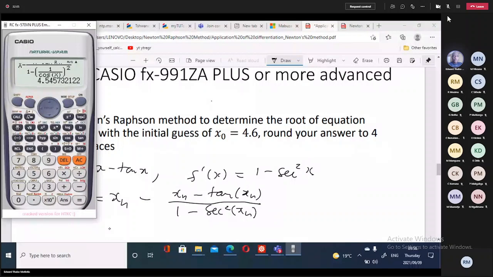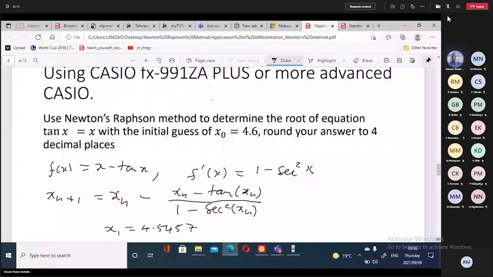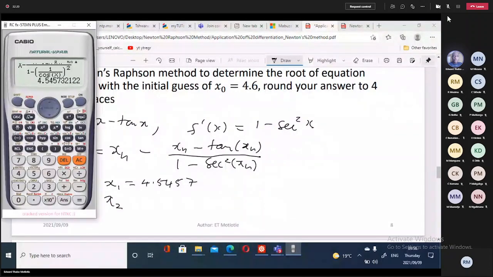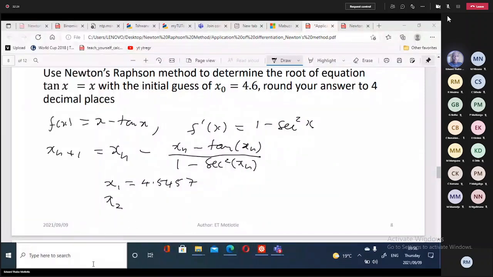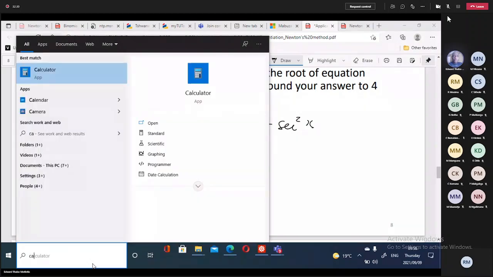Now I calculate again my x2. Let's see what this will be, our x2. Now I'm going to say calc. I don't see it, I want to see it. Okay, the calculator is gone. Calculator, Casio. I don't know what happened.